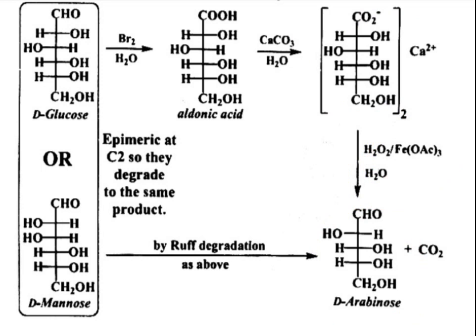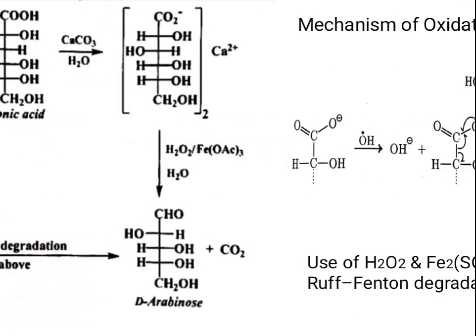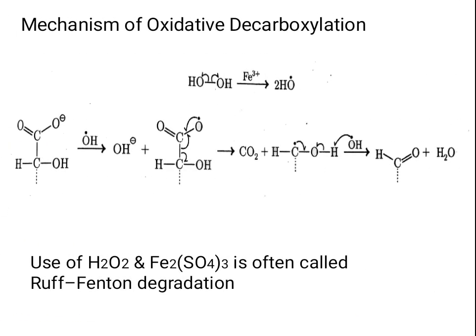So in case of Ruff degradation, you can use both ways: the one which Ruff has used, and this one is the modified one. Now see the mechanism of oxidative decarboxylation. At first, this hydrogen peroxide is being cleaved. This bond will cleave as a homolytic cleavage. So two hydroxyl radicals will be prepared.